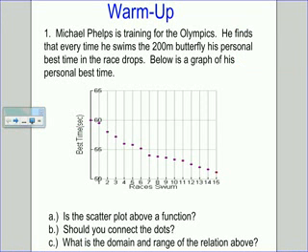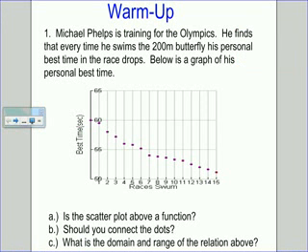So the domain would be 0, 1, 2, 3, 4, 5, 6, 7, 8, 9, 10, 11, 12, 13, 14, 15. That's your domain. It's not races swum. So make sure you put the numbers, not just the words. And make sure you include 0.